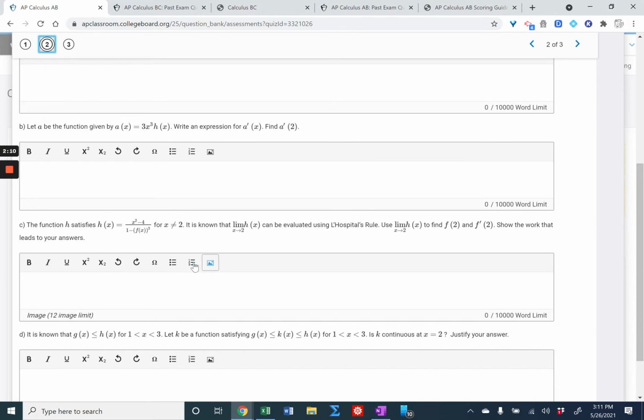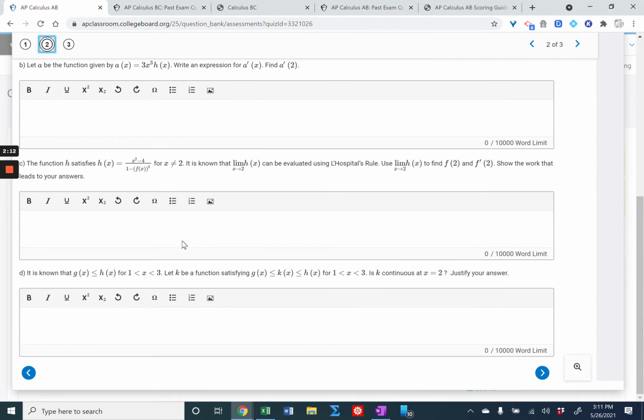Now for part C, they tell us that the function h satisfies this relationship right here: x squared minus 4 divided by the quantity 1 minus f of x, cubed, for x not equal to 2. It is also known that the limit of h of x as x approaches 2 can be evaluated using L'Hopital's rule. Use the limit as x approaches 2 of h of x to find f of 2 and f prime of 2, and then show some work.